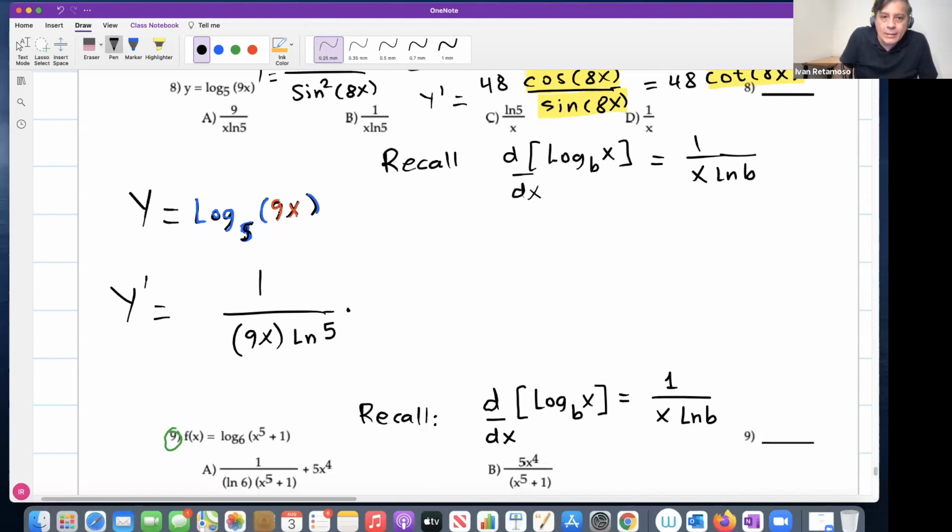Times the derivative of the inside function, which is just 9. The 9 cancels with the 9, and finally you get this: 1 over x natural log of 5. Excellent. Very good, guys.